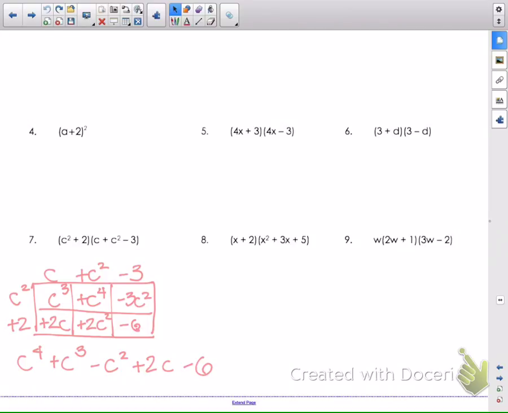What? 3 times 2. Oh, no. I have a mouse. Check that. I put in C instead of a 2. There you go. All right.